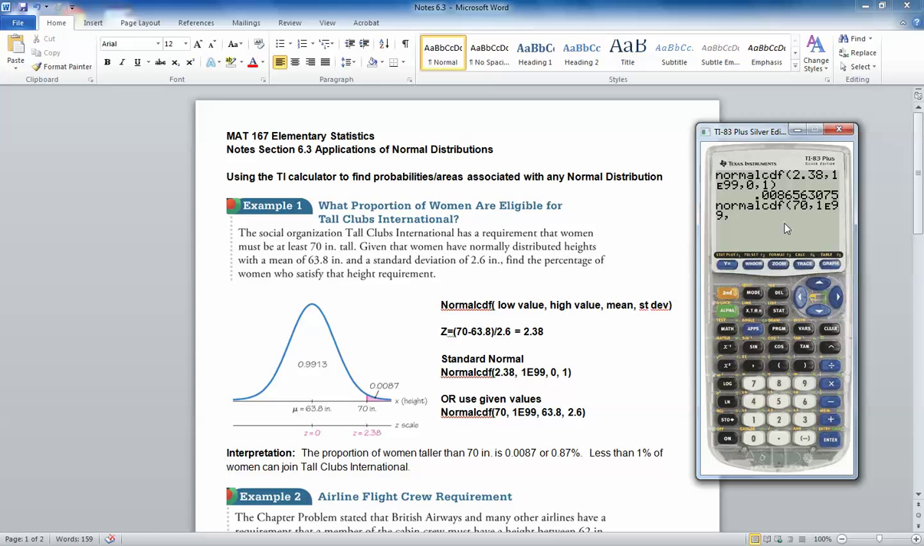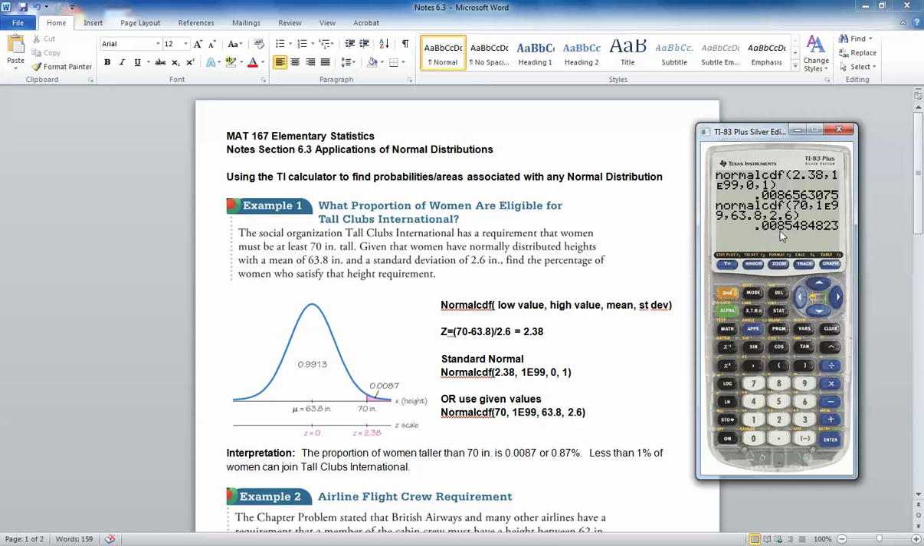And this time the mean is, what's our mean? 63.8 and a standard deviation of 2.6. So our calculator will allow us to not have to do z-scores first. It will read any normal distribution. You just have to put in the mean and the standard deviation. Hit enter. Notice that we get a slightly different answer, however.